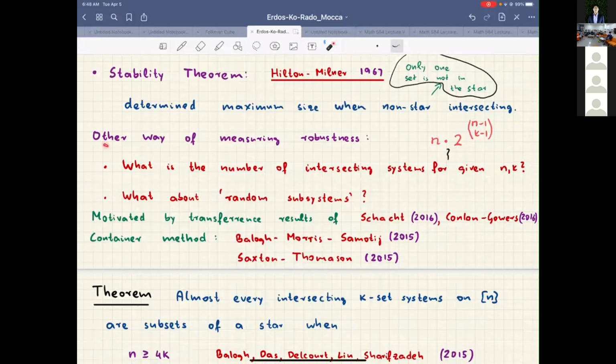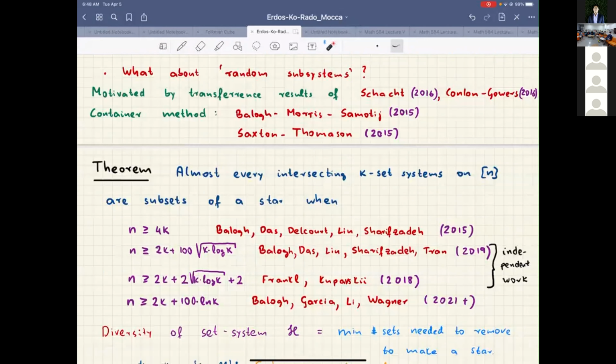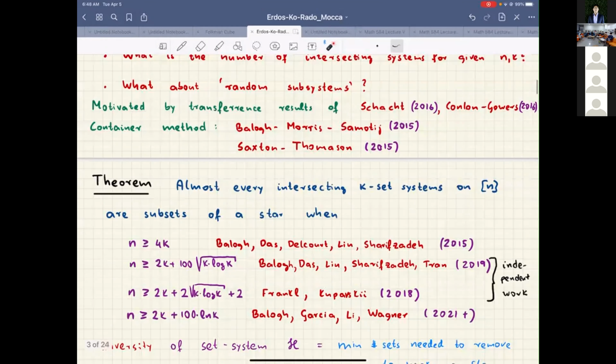And there are other ways of measuring robustness of intersecting systems. One direction is to count them, and a typical result in this direction is that if we look at all the intersecting k-set systems, then almost all of them are subsets of a star. So this suggests that the trivial intersecting families are dominating the number of non-trivial intersecting systems.